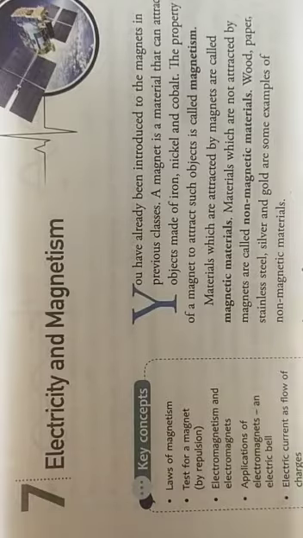Materials which are not attracted by the magnet are called non-magnetic materials. Example, wood, paper, or stainless steel, silver, gold. These are not attracted by the magnet, so they are said to be non-magnetic materials.